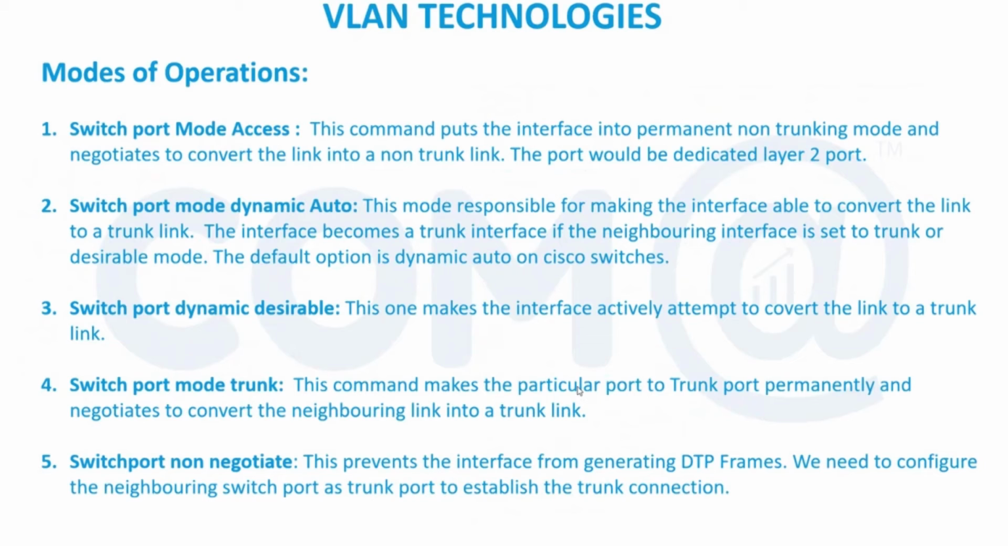So modes of operation, we have different modes of operation. One is switchport mode access. For making my port an access port, I have to run this command. Otherwise, the port will not have any functionality. So I'll make one port an access port. By default, all the ports should have an access port configuration. Switchport mode dynamic auto, for making the trunking automatic. We are configuring the port as switchport mode dynamic auto. Switchport mode dynamic desirable.